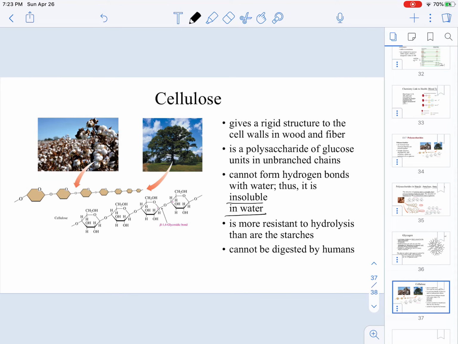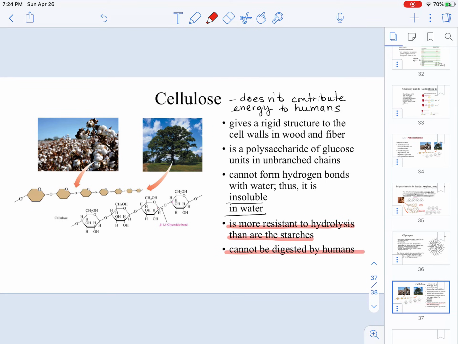So understand that cellulose does not contribute energy to humans, and it is precisely because we cannot hydrolyze it.